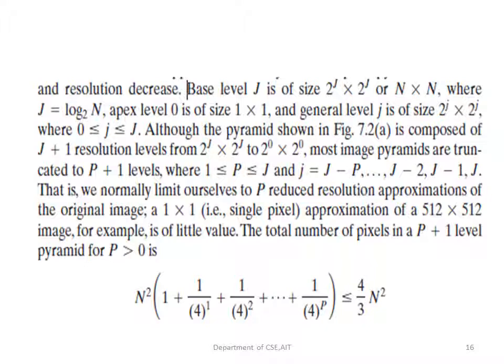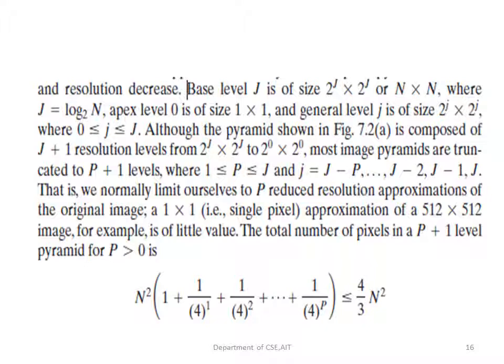Most image pyramids are truncated to P plus 1 levels, where P varies from 1 to capital J, and the small j starts from J minus P and goes up to capital J. That is, we limit ourselves to level J minus P, which is a reduced resolution approximation of the original image. For example, a 1 x 1 approximation of a 512 by 512 image.